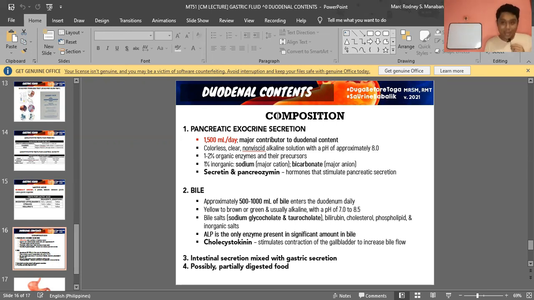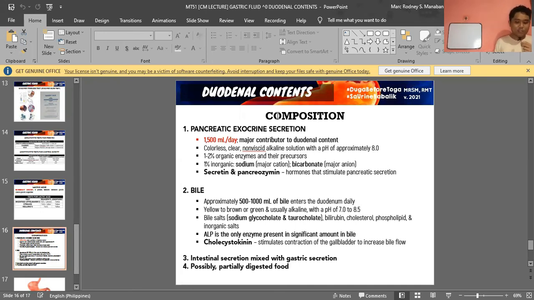The second composition is, of course, bile. The bile duct goes directly to the duodenum. So you have 500 to 1,000 ml of bile that enters the duodenum. It's yellow to brown or green, and usually alkaline with a pH of 7 to 8.5. It contains bile salts, sodium glycocholate and taurocholate, bilirubin, cholesterol, phospholipid, and of course, inorganic salts. And you have the enzyme ALP, alkaline phosphatase. That's why ALP is a marker for obstructive jaundice. And you have cholecystokinin, a hormone that stimulates the contraction of the gallbladder to increase the bile flow. So that's very short for the duodenum.